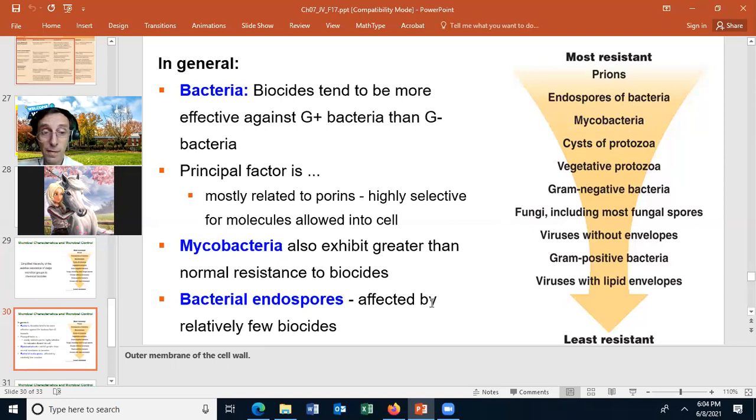Bacterial endospores are very difficult to kill. Few of the biocides kill endospores, meaning a chemical biocide. However, hydrogen peroxide and the other peroxides are very good at killing endospores. And the peroxides are one of the few chemical agents which do kill endospores. Any question about any of that?